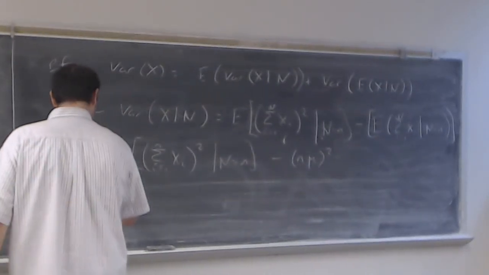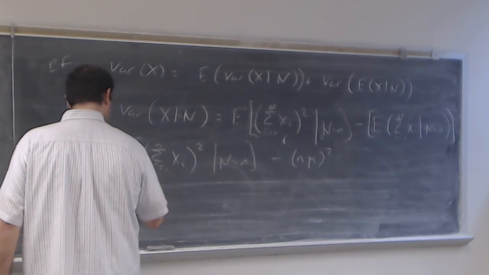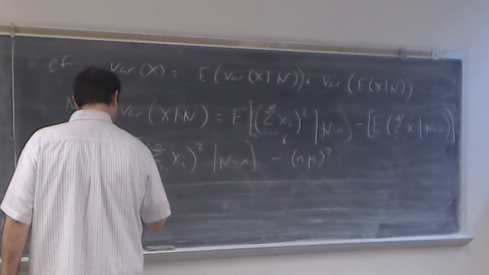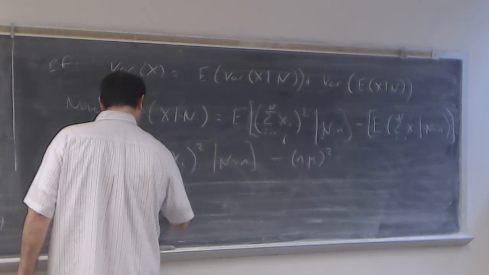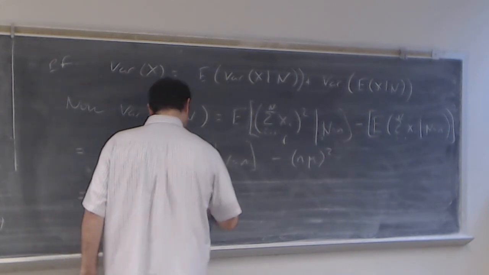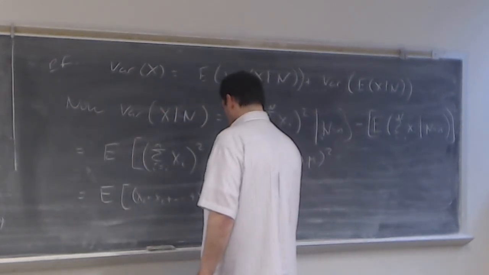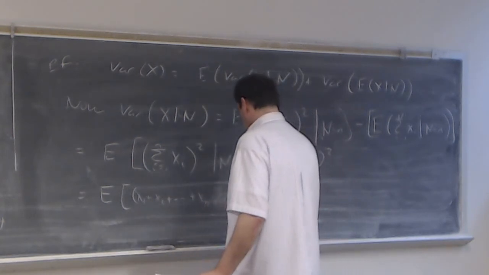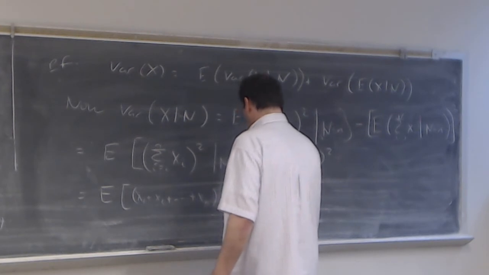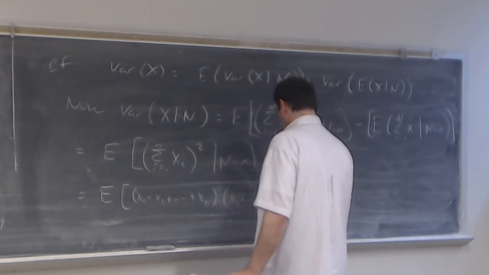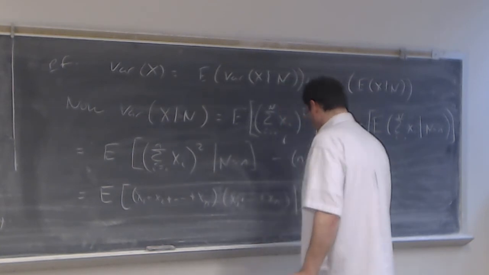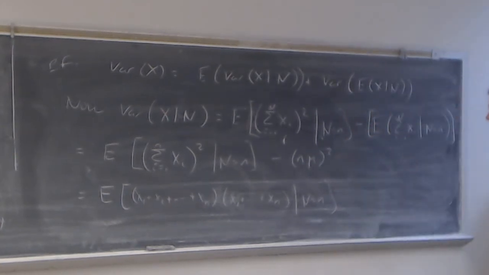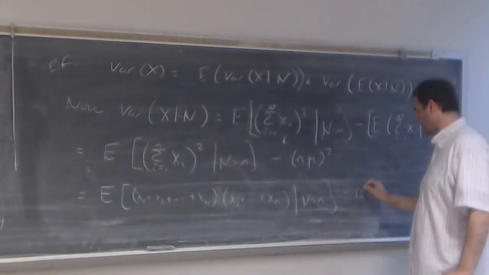Here, this is equal to the expected value. Okay. So this will be x1 plus x2 plus all the way up to x sub n, given N equal to n. Well, I made a mistake. Times x1 plus up to x sub n, given N equal to n, minus this n squared mu squared.